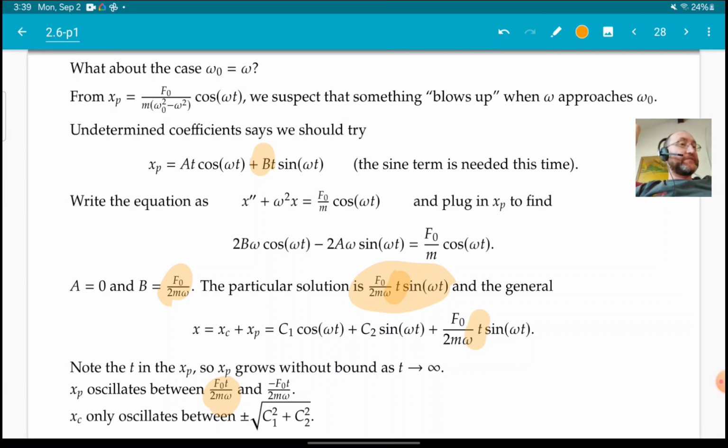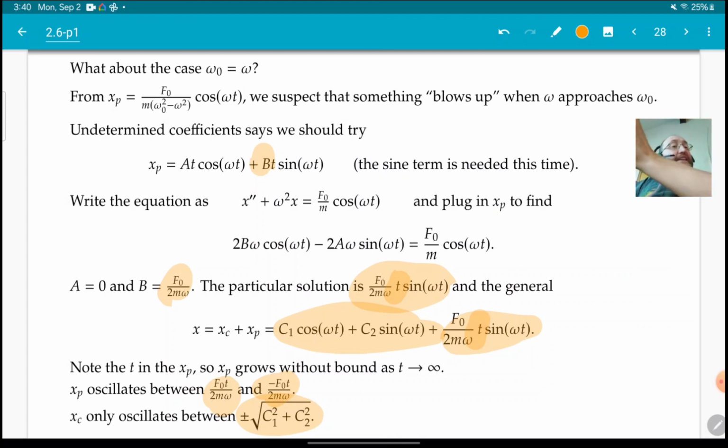It becomes faster, bigger and bigger and bigger, right? So it oscillates between these two, and that becomes bigger and bigger. Whereas the complementary solution just oscillates, but it's constant. It doesn't change. So eventually, we're only seeing this bit, but not just that. It's becoming bigger and bigger, right? The longer things go on, the larger this oscillation is, right?